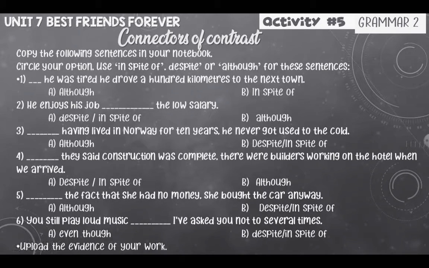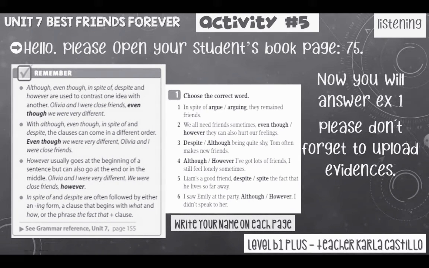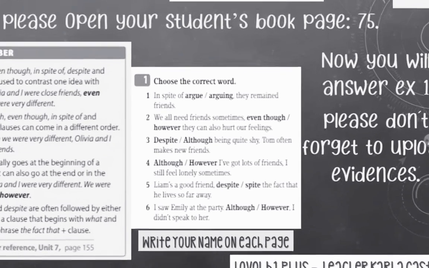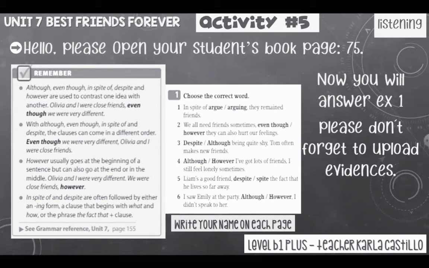Now, please solve this exercise, which has 6 sentences with possible answers, A or B. In some cases, in A or B, you have 2 possible options. Remember, they mean the same. The choice will depend on what you have there. Copy this into your notebook. It's going to be marked as activity number 5, and upload the answers for this one. Also, as we start unit number 7, on page number 75, do this, please. This is only one exercise. You will answer exercise 1, and please don't forget to upload the evidence. Thank you.